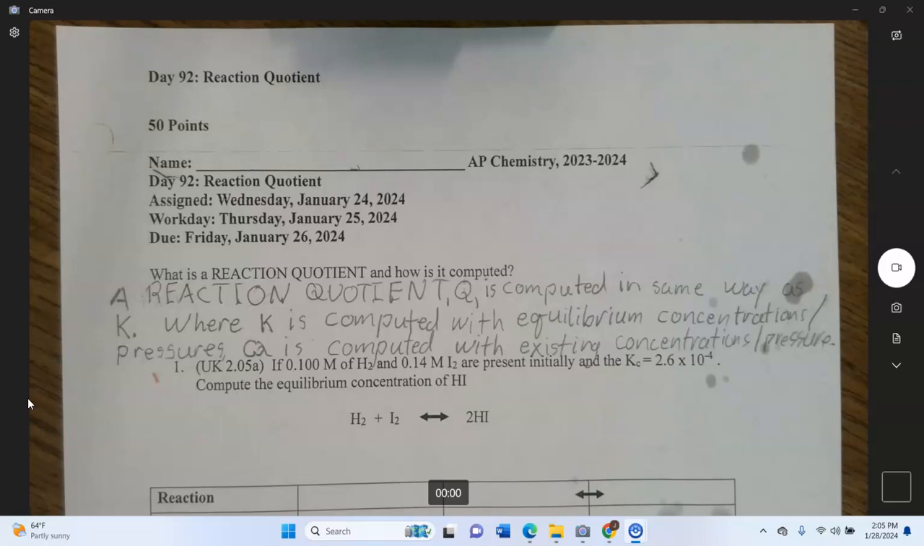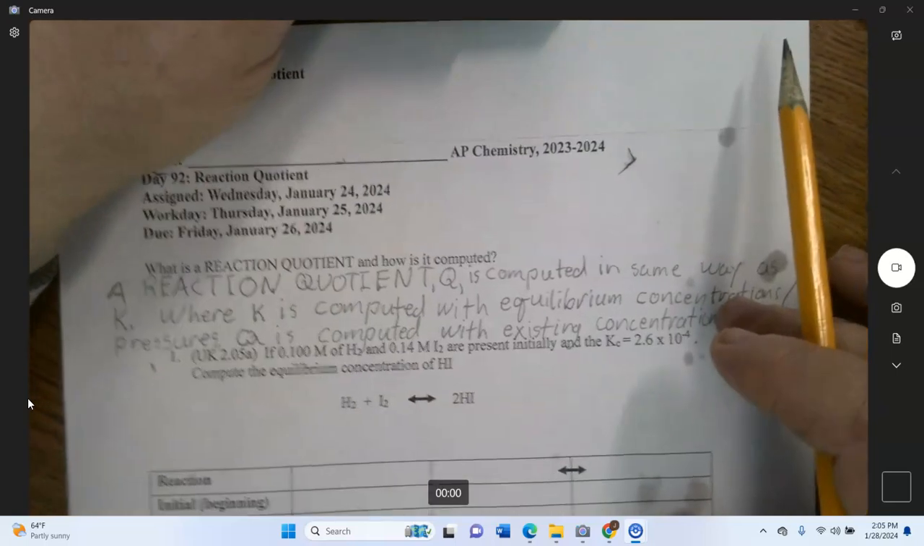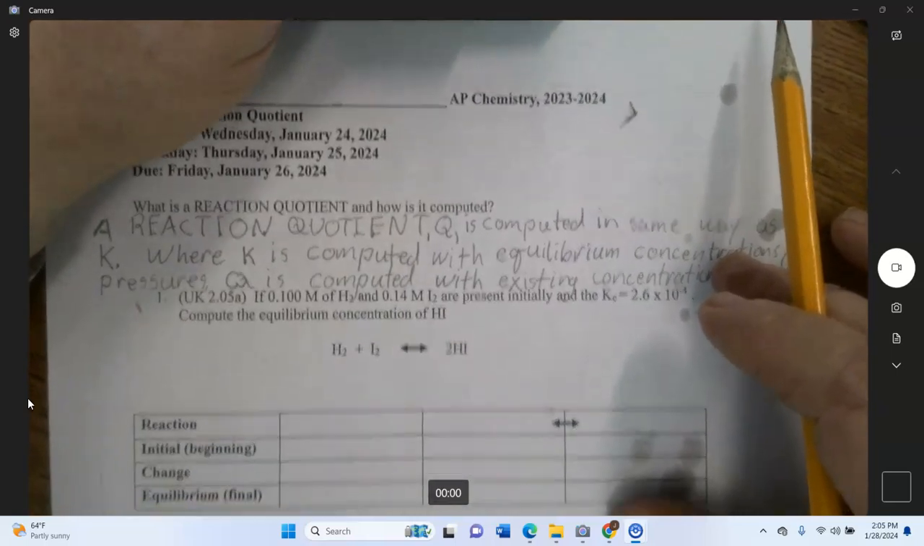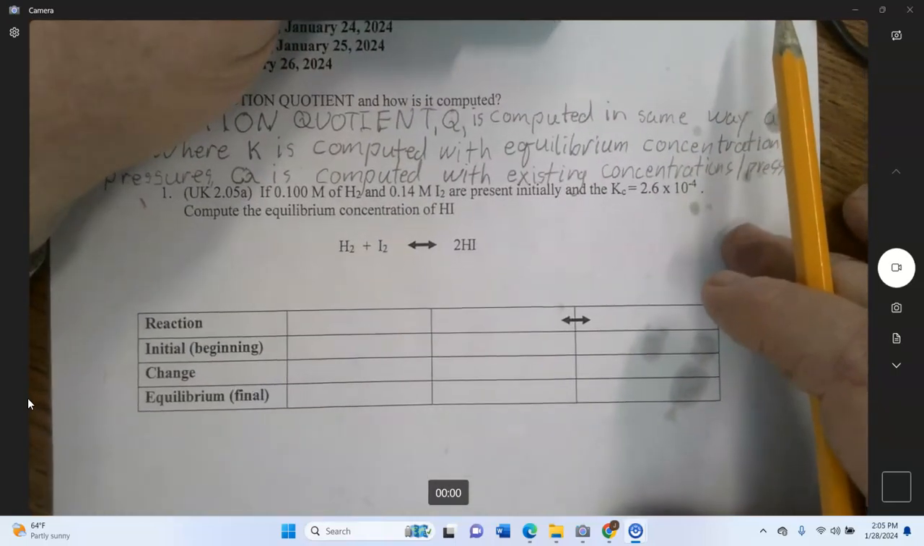All right, AP Chemistry, this is the answers video for the reaction quotients assignment. So first, starting off with the definition, reaction quotient Q is computed the same way as K, the equilibrium constant. Where K is computed with equilibrium concentrations or pressures, Q is computed with the existing concentrations or pressures. And so we're going to see how it's used. So I start you off just with a review problem here.